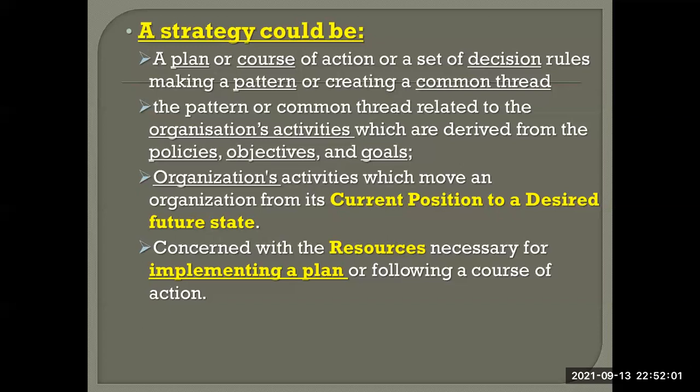First place in that particular industry. So organizations' activities which move an organization from its current position to a desired future state. So from 10th position to first position, when they reach, whatever successful decisions they have taken are called their strategy. Suppose LG becomes tomorrow the number one laptop selling company. So what all decisions they have taken to increase their sales is called strategy.